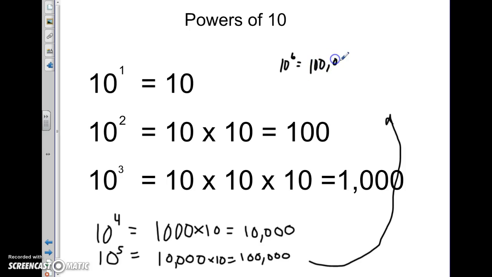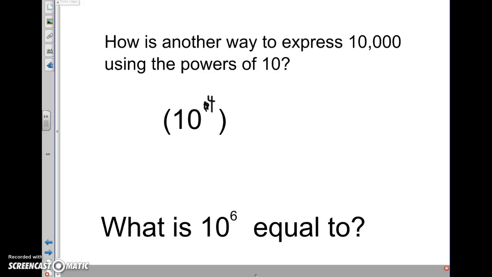Sorry about my messiness here. Times another 10, which would mean, remember, bump everything over 1 to the left every time that we multiply by 10. So the 100,000 place is going to go over all the way to the millions place. And then there's going to be a whole bunch of zeros after that. Okay, so that means that 10 to the 6th would be equal to 1 million.